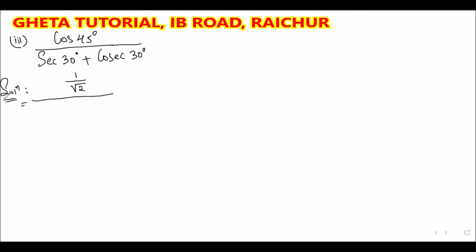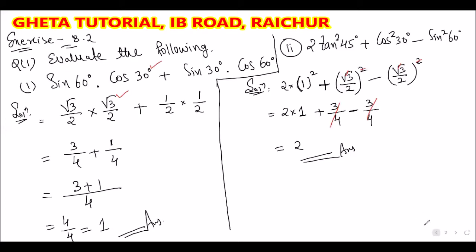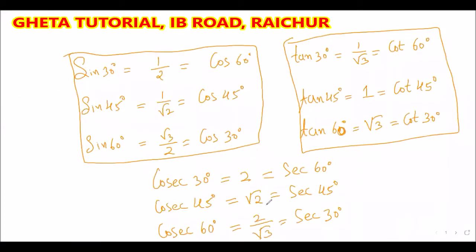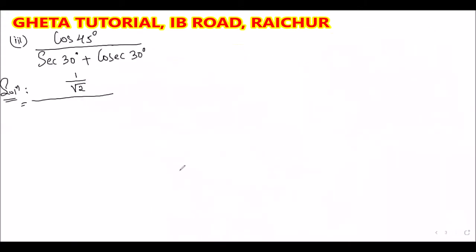Secant 30. You can see the secant 30 here. Secant 30, if you see it, is 2 by root 3. Secant 30 is 2 divided by root 3.